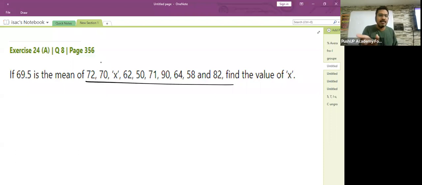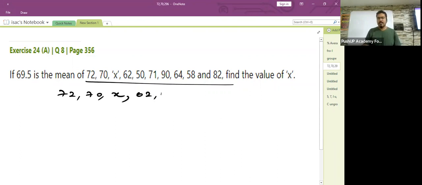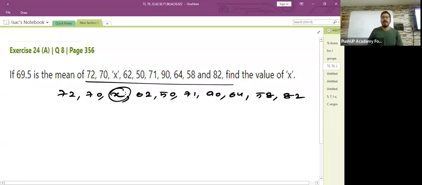Is it a raw data? Yeah, it is a raw data. You have got so many observations which are written in a haphazard manner, without thinking about the order of the values. So this is a raw data. Now children, what are the numbers given to you? 72, 70, x, 62, 50, 71, 90, 64, 58, 82. And they are asking you to find the value of x.